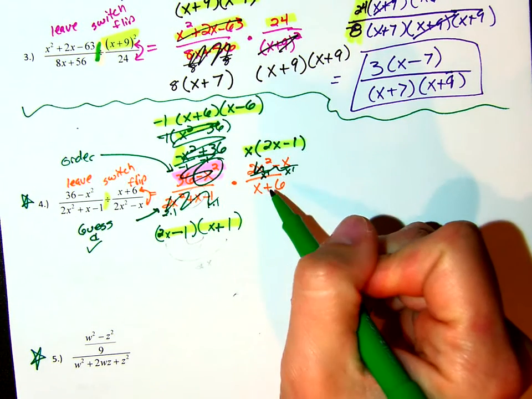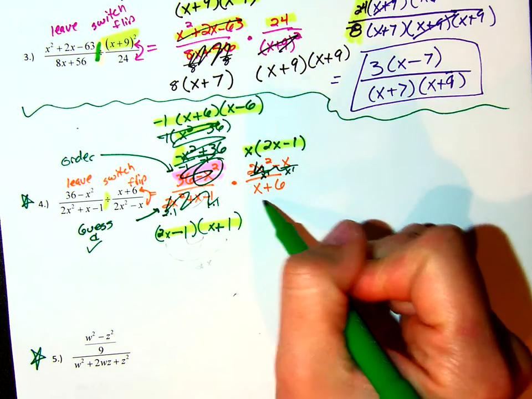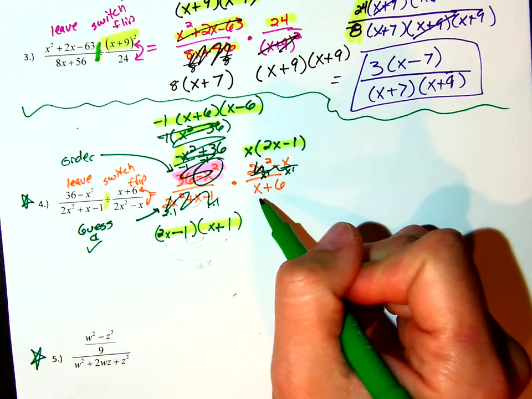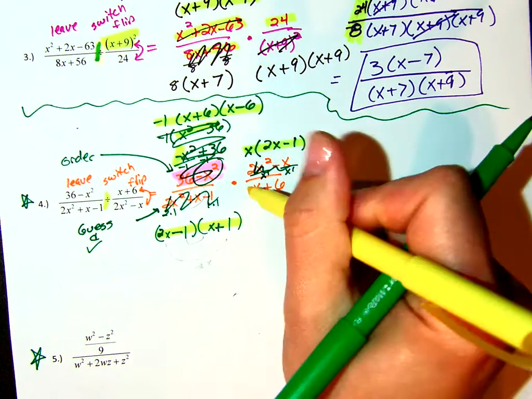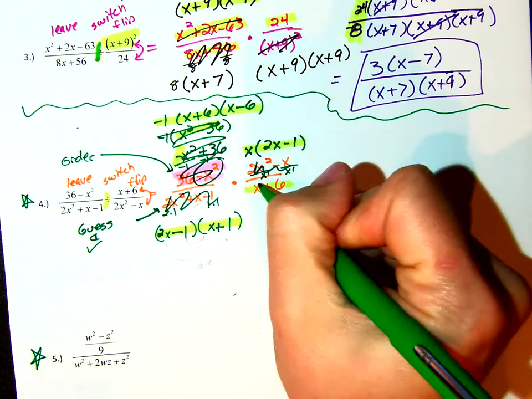Then I look at this next one. I look for a GCF. There is not one in the denominator, and there is no exponent, so this denominator stays the way it is, and we'll just put parentheses around it.